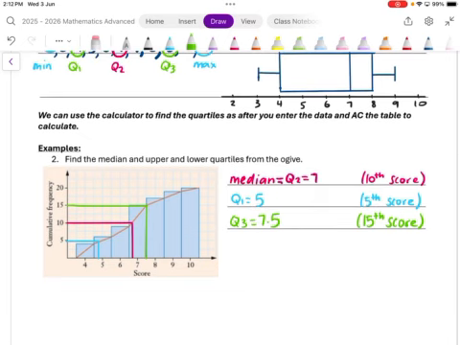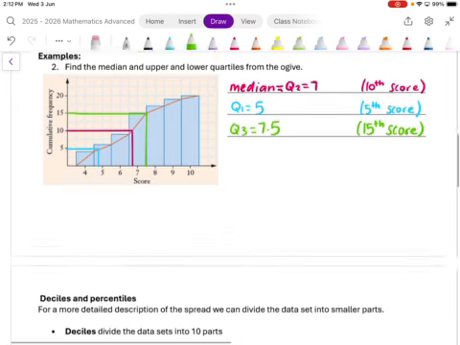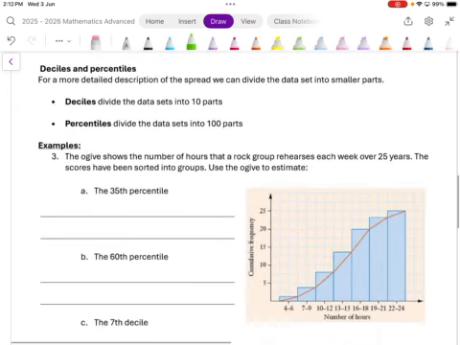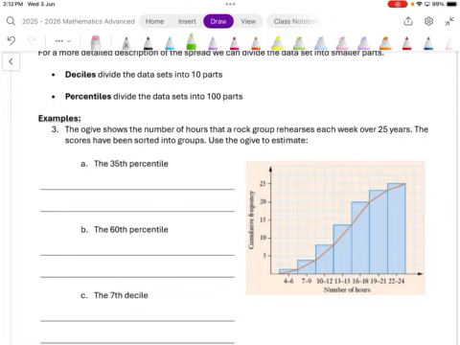We have one more example to talk about, which is deciles and percentiles. Deciles, what do we think they're out of? 10. Percentiles, what do we think they're out of? 100. Amazing. With deciles and percentiles, we split the data and divide it into smaller parts. The ogive shows the number of hours that a rock group rehearses each week over 25 years.